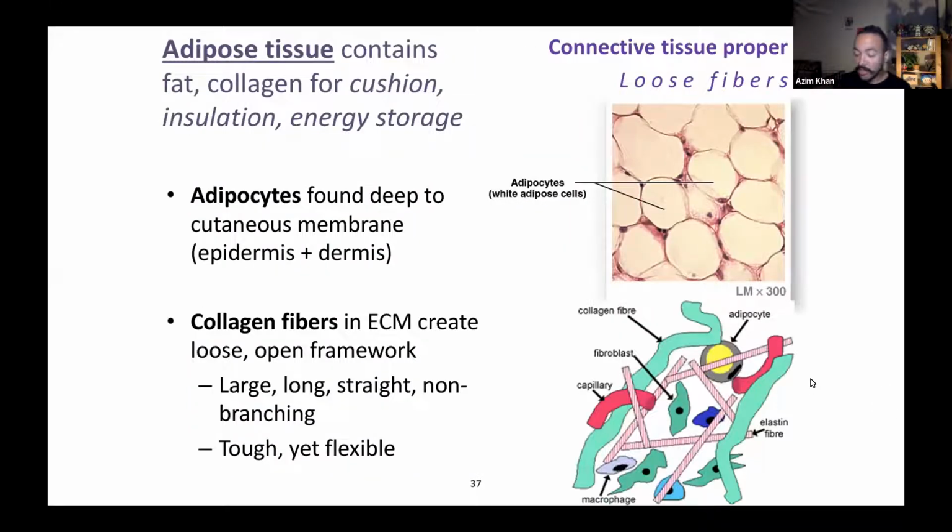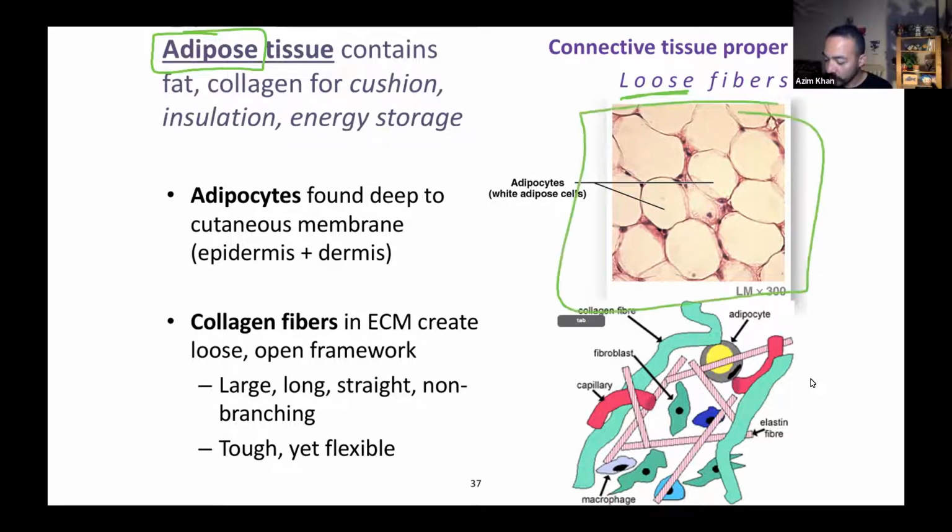Our first connective tissue proper that we're going over, oh, it's a loose one. It is adipose. Adipose. Let's take a look at the histology first, and then we'll talk about what it is. Take a look at the picture over here on the right side, top right.